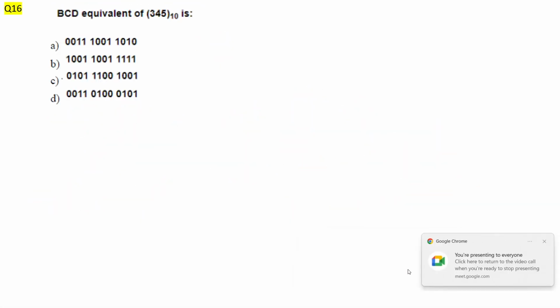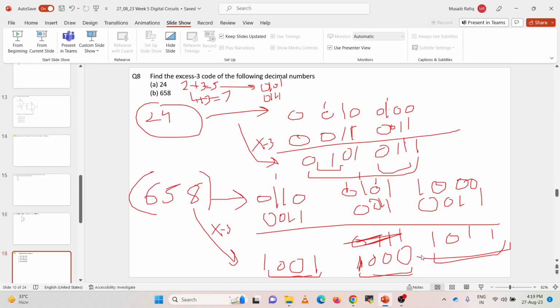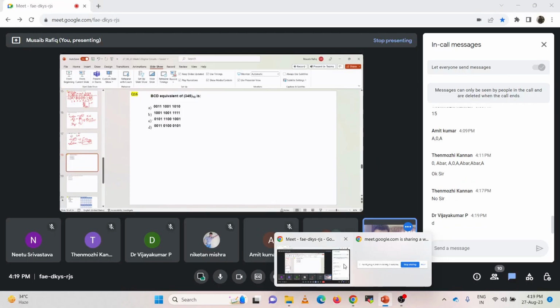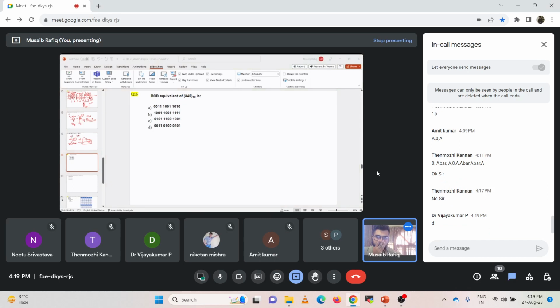I would like you guys to do this question first. You need to find out the BCD equivalent of 345. I'll just repeat, you need to find out the BCD equivalent of 345, and these are your options. I'll just wait for 3-4 minutes. I'll take a short break and then I'll show the solution.